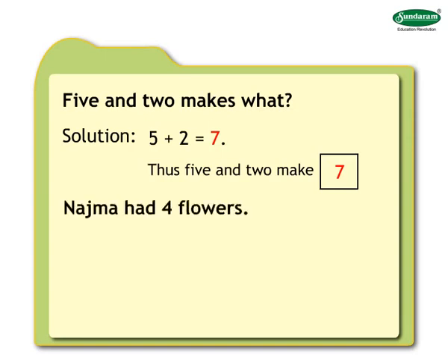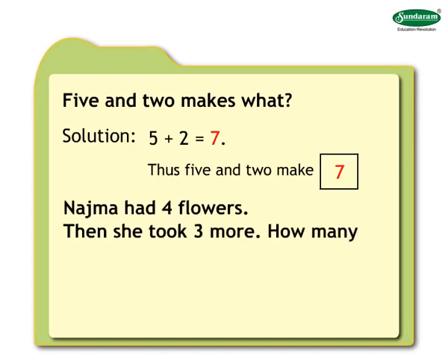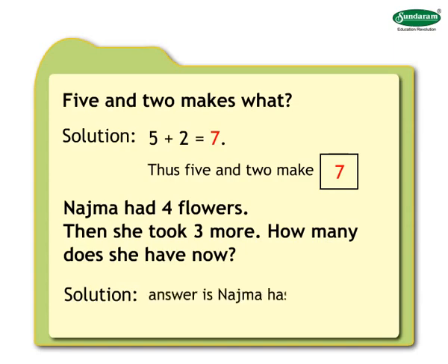Najma had 4 flowers. Then she took 3 more. How many does she have now? Solution. After 4, say next 3 numbers. That is 5, 6, 7. Thus, answer is Najma has 7 flowers.